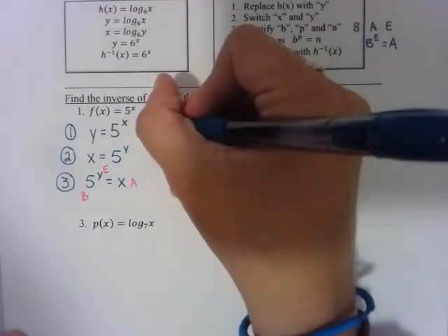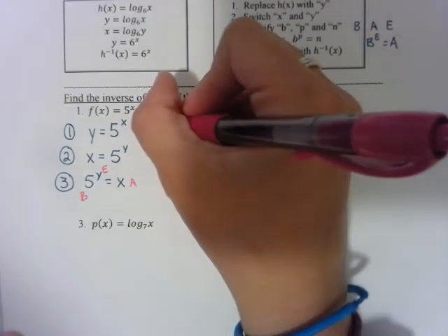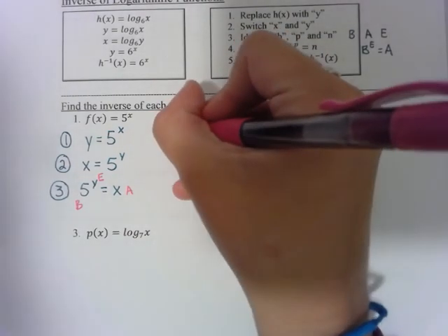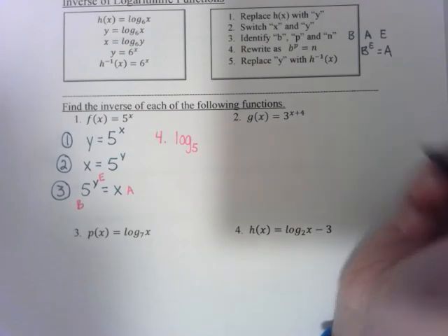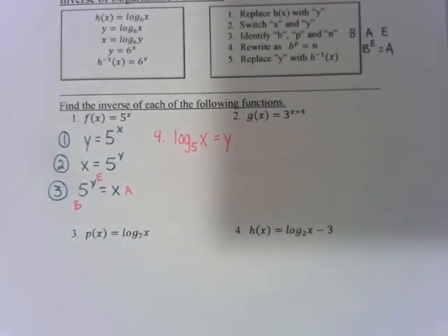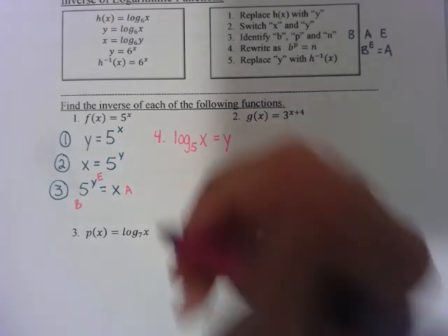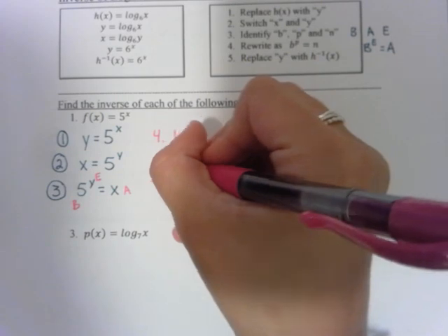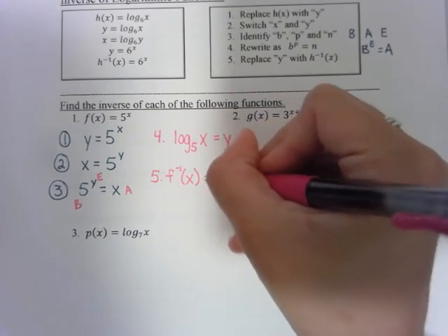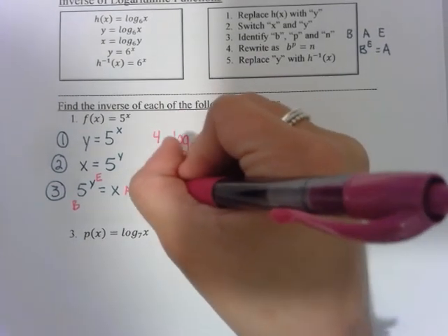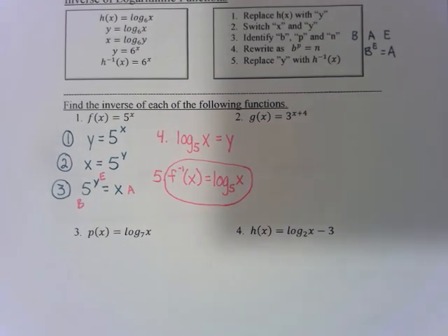From there, I need to rewrite this. And that is really the first big step where we're starting to see this change. And that's why I'm going to change colors. I need to put this exponential into log form. Log base 5 of x equals y. Looking at what I have there, the y is by itself, so all I have to do is my final step to replace this with f to the negative 1 of x equals log base 5 of x. Not too bad. It's just figuring out when you need to make that switch and remembering what pieces go where.